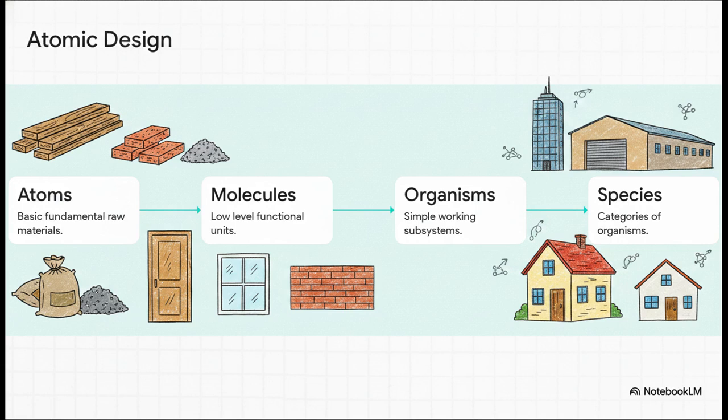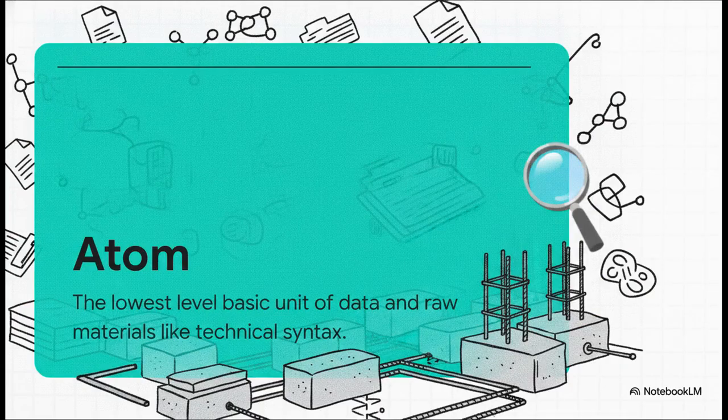Step 1, you've got atoms. These are your raw materials, like 2x4s and bricks. Step 2 brings us to molecules, which are the functional units built from those atoms. Think walls, doors, and windows. Step 3 is organisms. These are the working subsystems, basically the completed house itself. And finally, step 4 introduces species, representing categories of organisms. So imagine a whole neighborhood made up of different types of physical structures: a warehouse over here, a skyscraper there, maybe a residential home. Okay, let's zoom in on the very foundation, the atom.